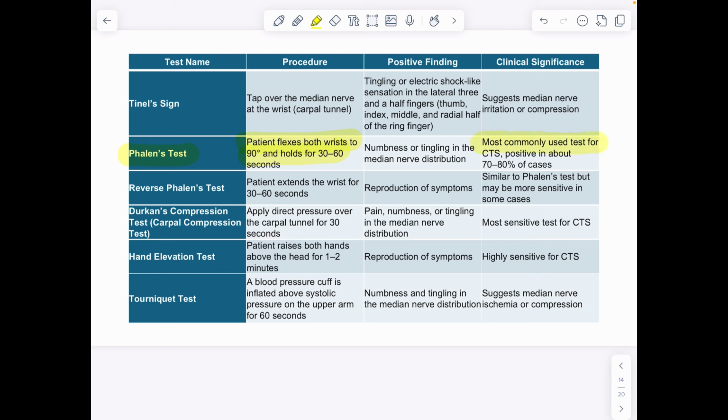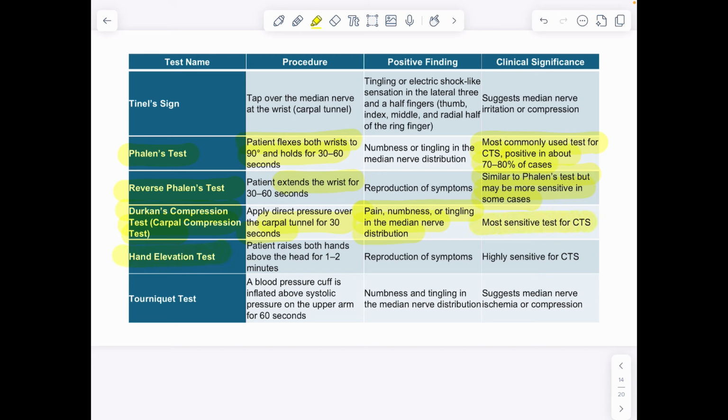It is the most commonly used test for CTS, and it is positive in about 70 to 80% of the cases. Exactly opposite is the reverse Phalen test, where there is an extension and the patient is asked to hold the wrists against each other. Another one is Durkan's test, which has been asked multiple times, and it is done by application of manual pressure over the carpal tunnel for 30 to 60 seconds. This is again a provocative test where there will be an increase in the pain, numbness, or tingling in the median nerve distribution, and it is considered to be the most sensitive test for carpal tunnel syndrome.